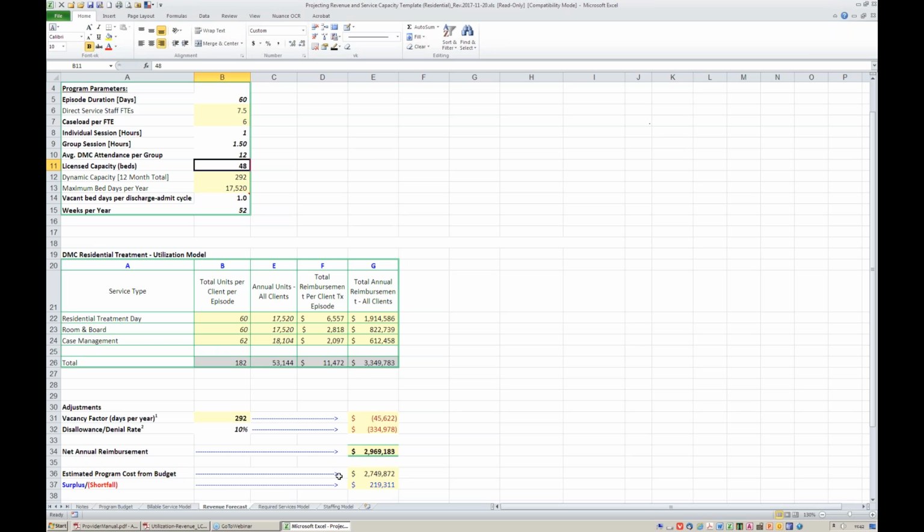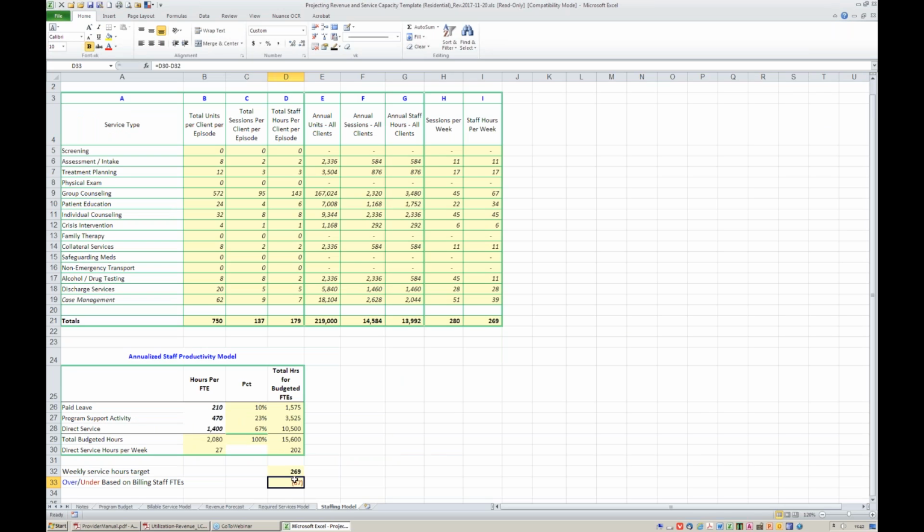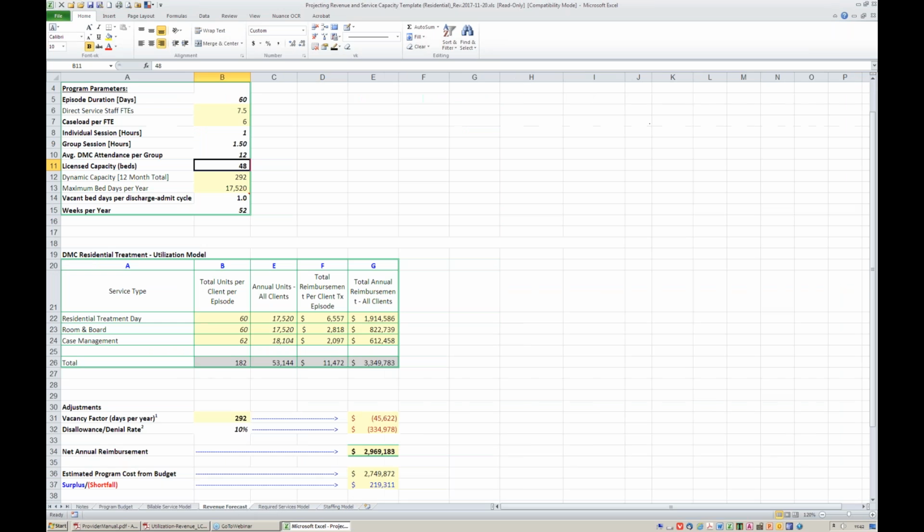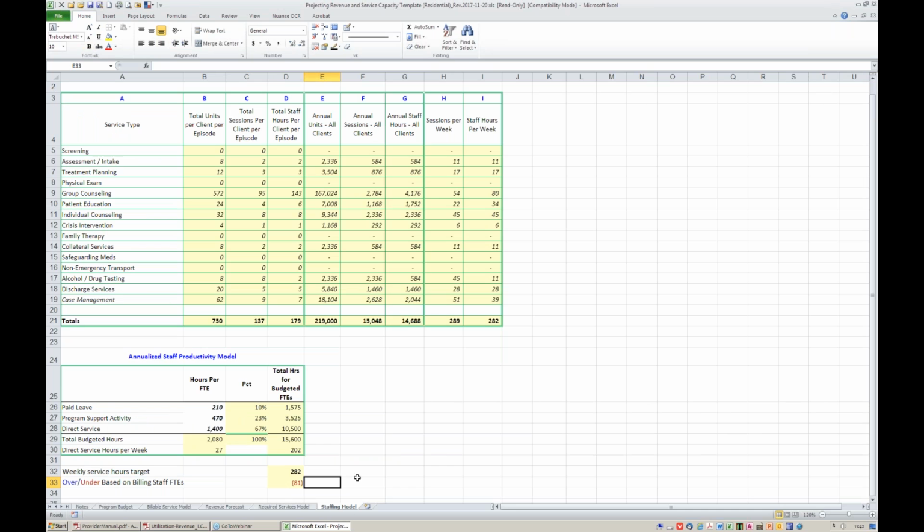Again, using the staff more efficiently. What happens? We're only 67 hours out. Much better. And so that's where it's important to look at whether there are changes to make. That's a big one. The attendance per group, if we take them down to 10, we'll go here, and we're 81 hours short.